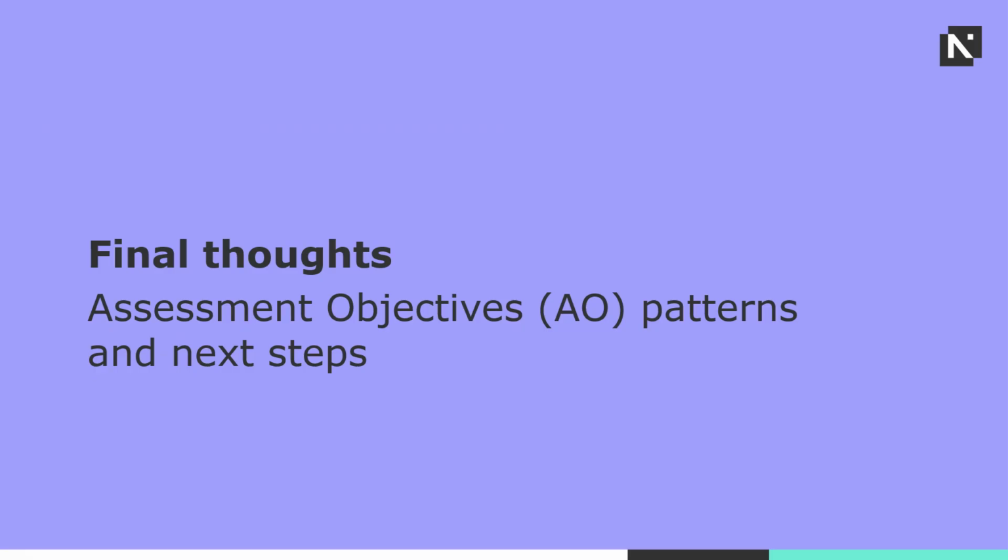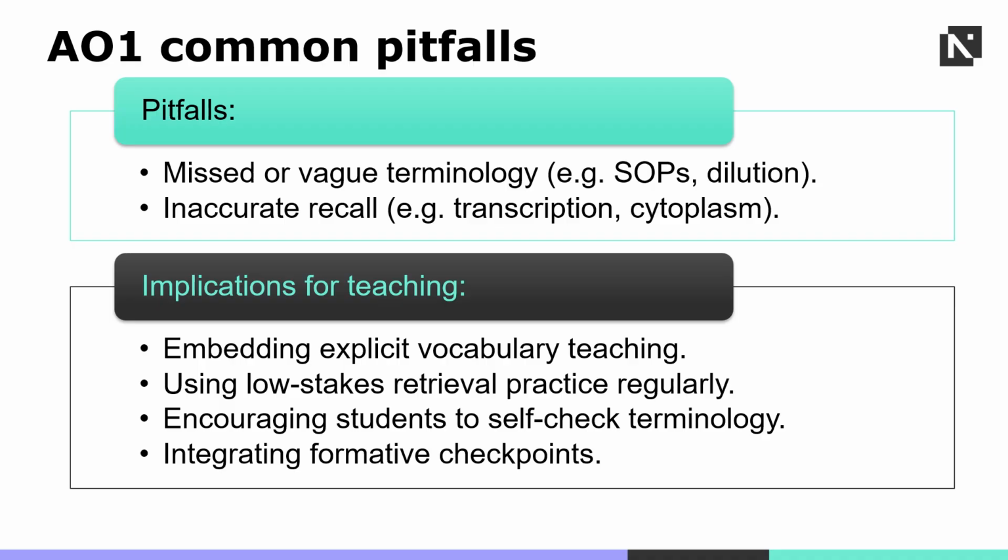So some final thoughts. We're just going to explore the assessment objectives pattern in a little bit more detail, and then finally some next steps. When we examine AO1, recall of knowledge, across both papers, we can see a number of recurring issues that are holding students back from higher marks.